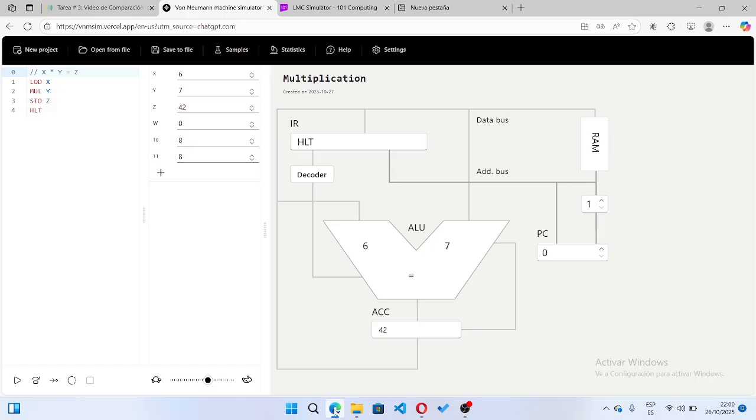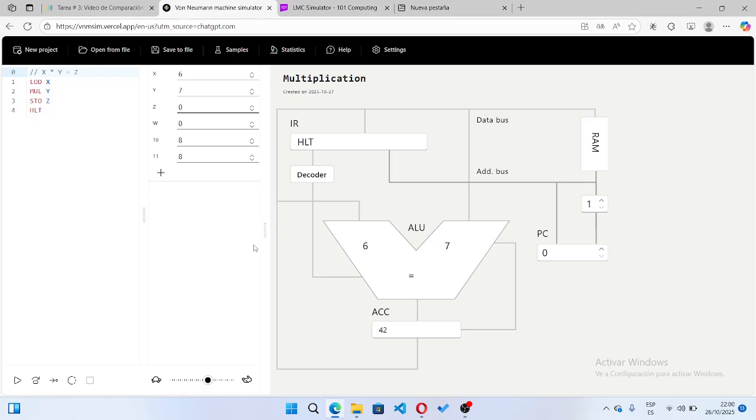So let's see a simple example in the simulator. Here I'm using two variables, x and y, with the values 6 and 7. I also set the rest of the memory to zero. In the temporary registers T0 and T1, I place the value 8 in both. This means the program will multiply or work with those values depending on the instruction we give it.